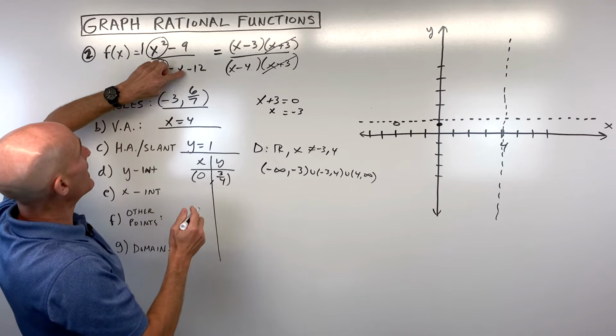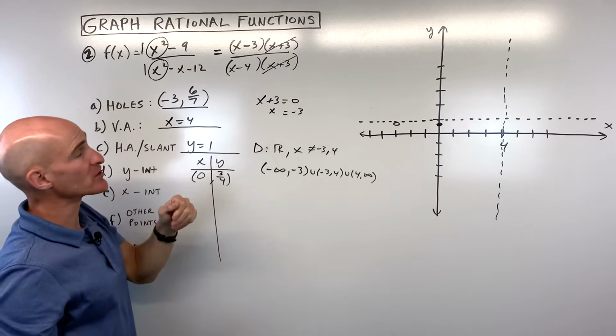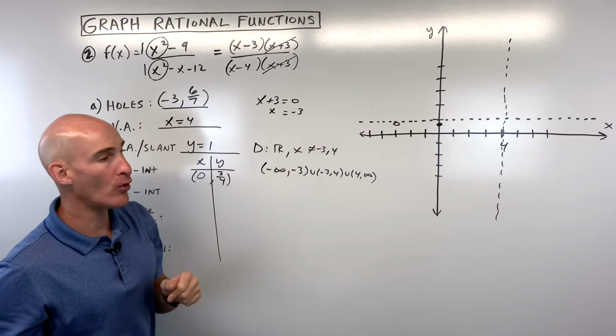If I put 0 in for x, all these are going to cancel out. Negative 9 over negative 12 is also 3/4. It's just that the graph's basically going to look like this with the added feature of having that hole there.